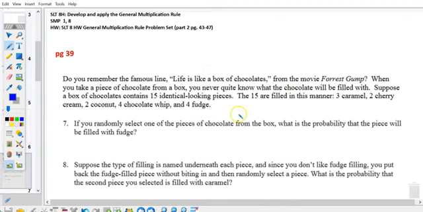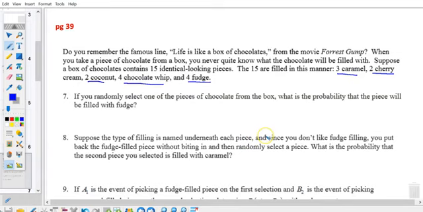Suppose you take a box of chocolates that contains 15 identical pieces. 3 are caramel, 2 are cherry cream, 2 are coconut, 4 are chocolate whip, 4 are fudge. If you randomly select one piece from the box, what is the probability it will be filled with fudge? There's 4 fudge, so that's 4 out of 15 pieces.